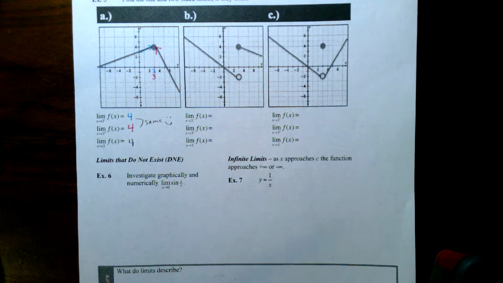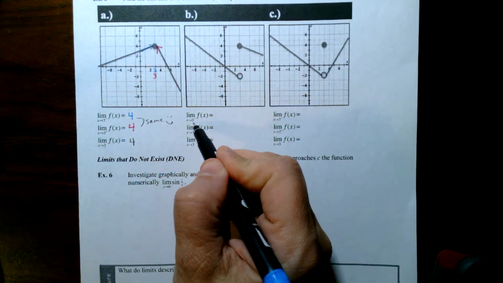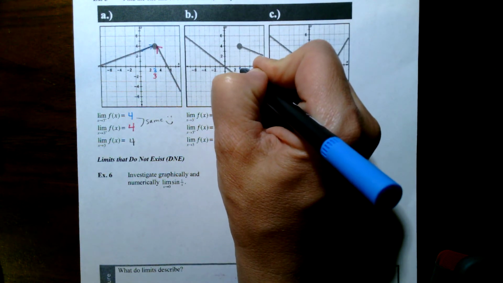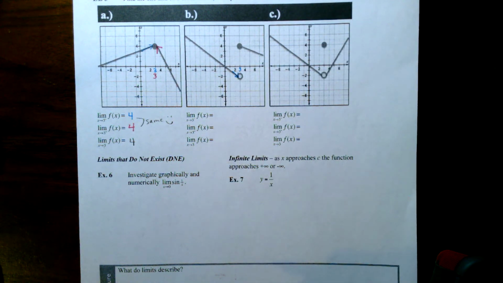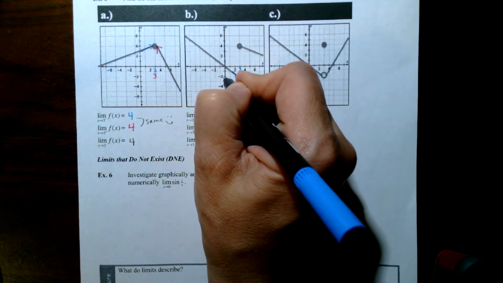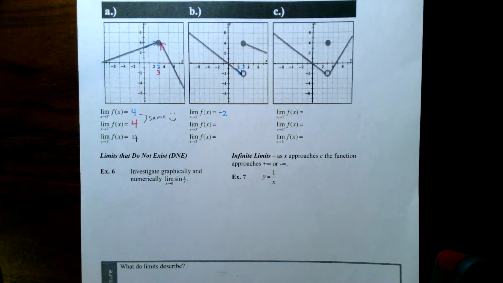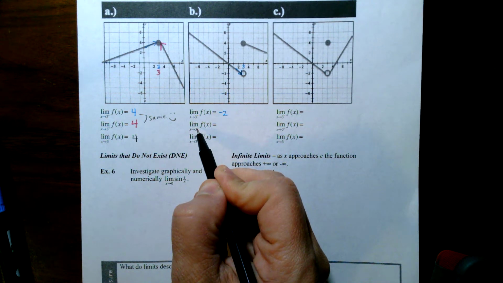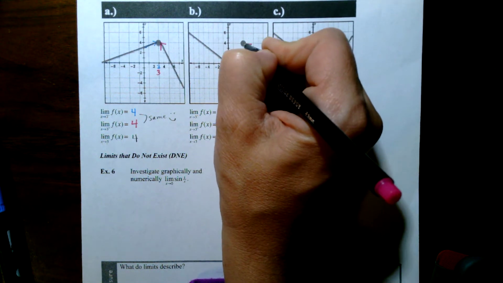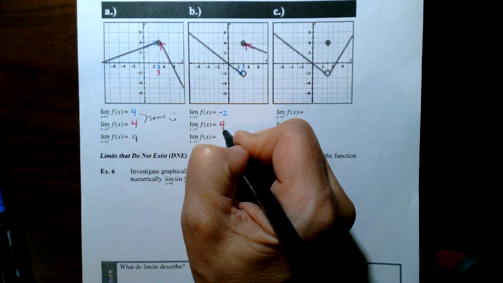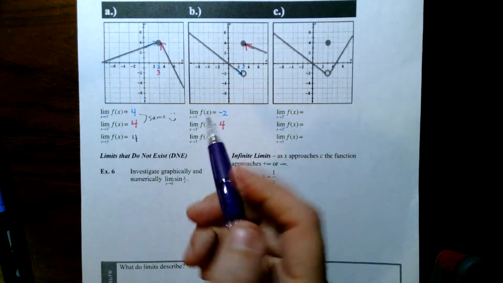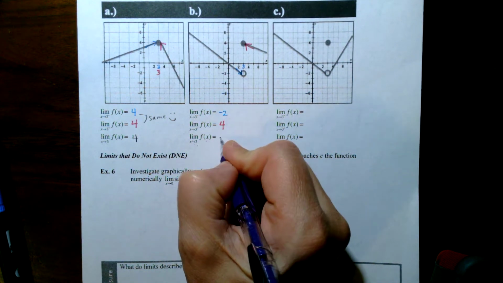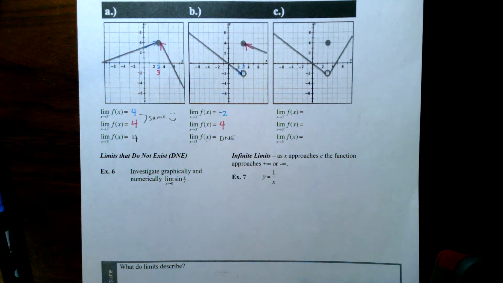Now if we take a look at b, and we talk about what happens when it approaches 3 from the left. Here's 3. This is my point coming in from the left. That looks like -2. But what about from the right? 3 plus means coming in from the right. We're going to go this way. That is going to be a 4. These two things are not the same. So when you're asked to evaluate what is the overall limit of the function at 3, it does not exist.